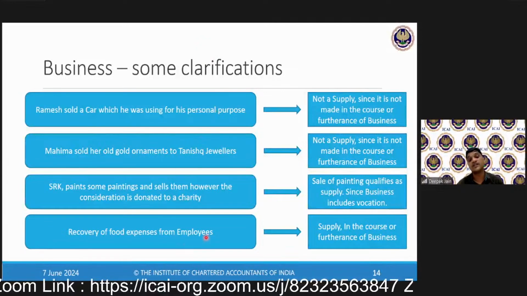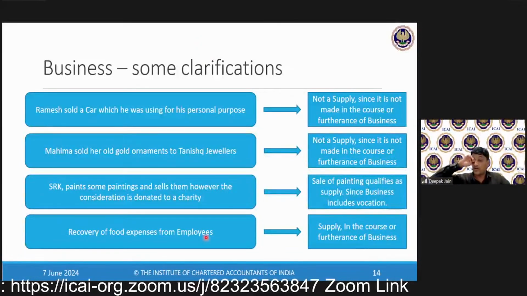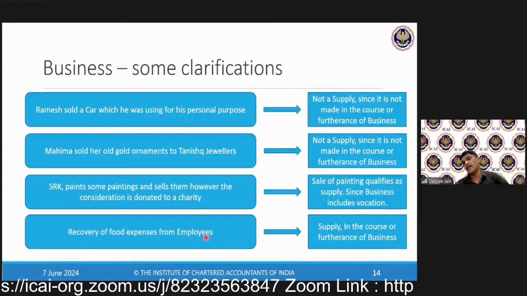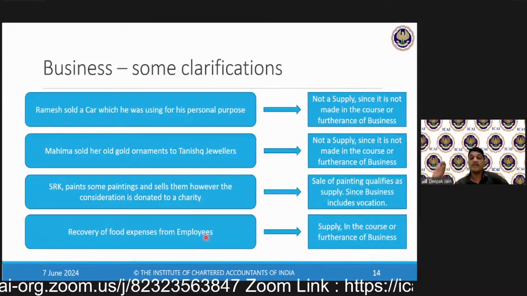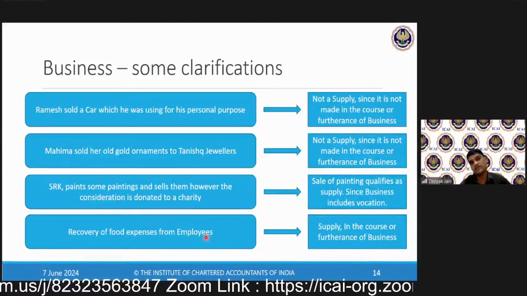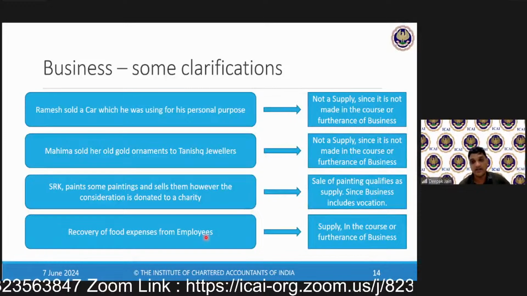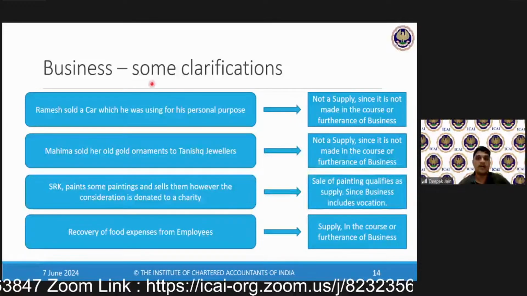Recovery of food expenses from employees. You have a canteen, you are spending on the canteen, now you tell the employees that you will eat here every day, I will collect 50 rupees from you. That collection is also a supply. Okay, even though you're collecting from an employee at a subsidized rate, that is also a supply.